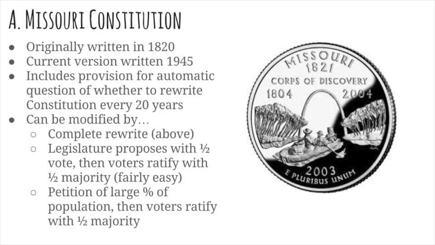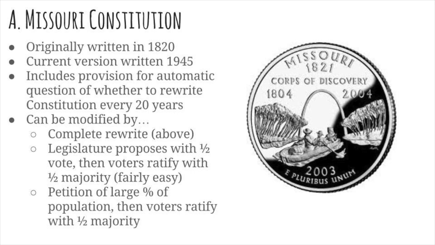Missouri's first Constitution was written when it became a state in 1820. The current version was written in 1945. It's actually the fourth Constitution of Missouri. There's a part of the Missouri Constitution that automatically asks the voters every 20 years, do you want to rewrite the Constitution entirely? So we have a provision built in to basically say, do you want a new constitutional convention? And since the 1960s, we've consistently rejected that and said, no, we're fine with the current one.